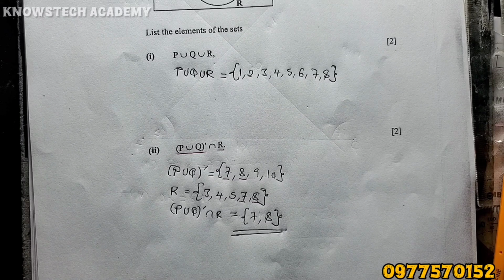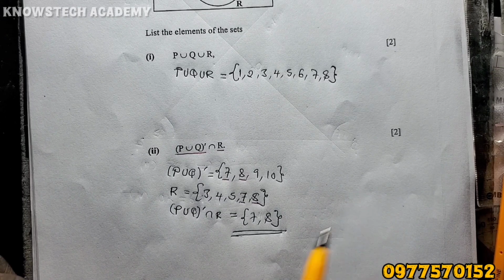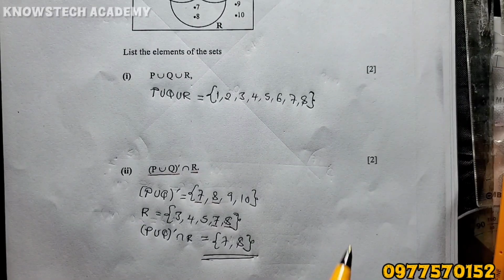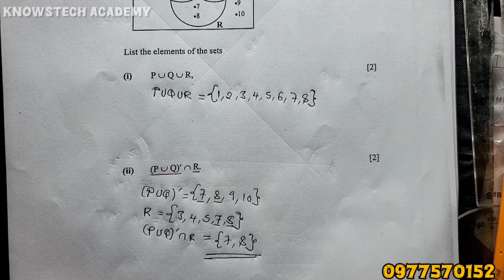Okay, let's go to the next. This is 3A. Let's go to the next. So out of it is 10 marks, so we've already gotten 4 marks, so we're remaining with 6. So let's go to the next.